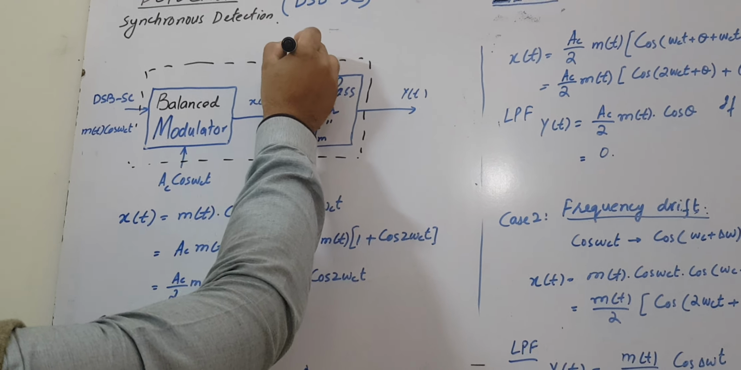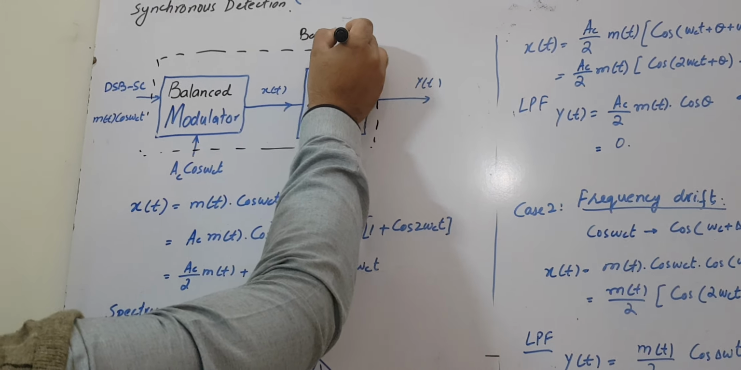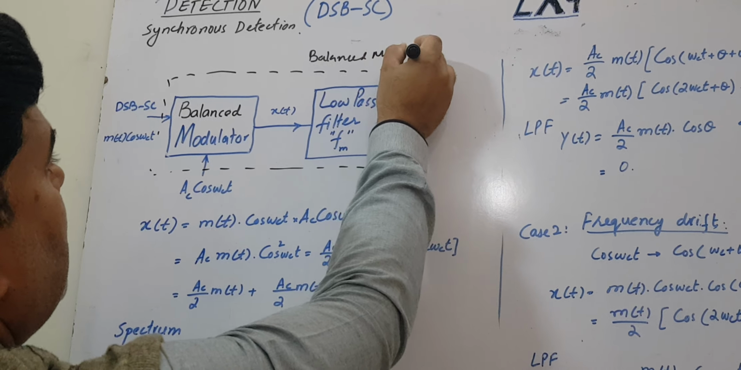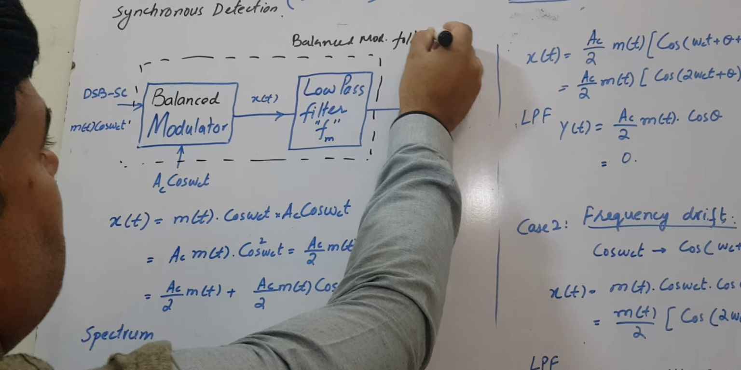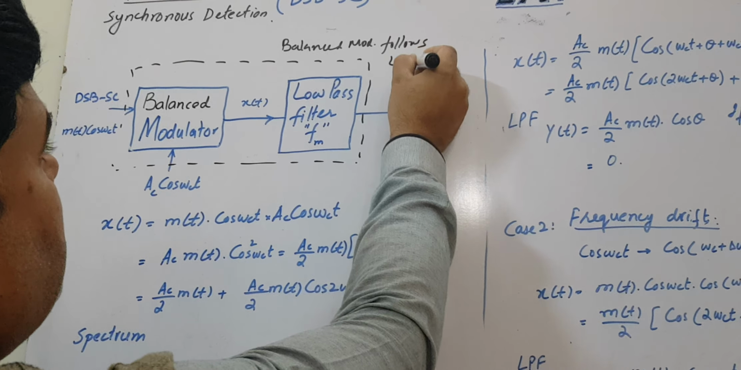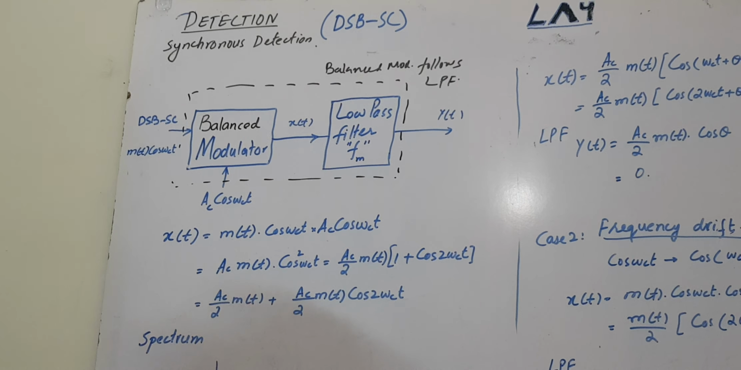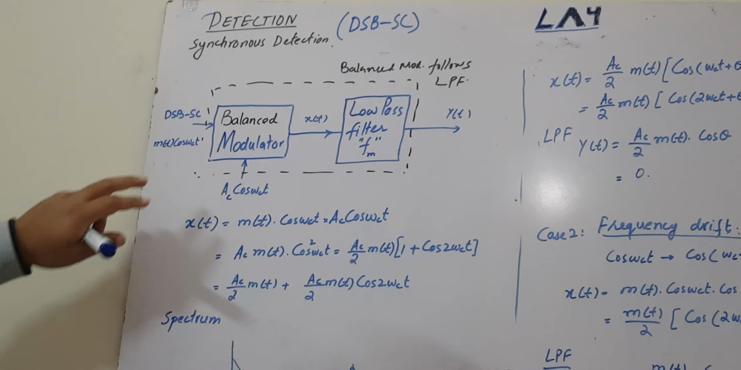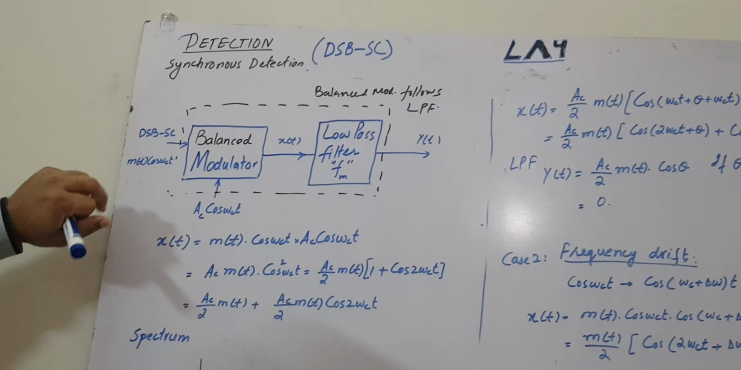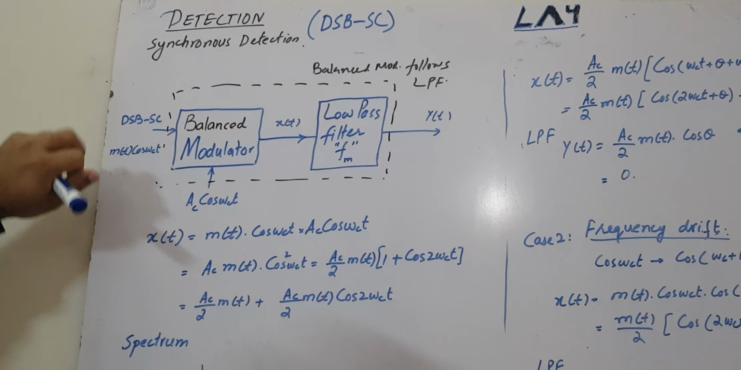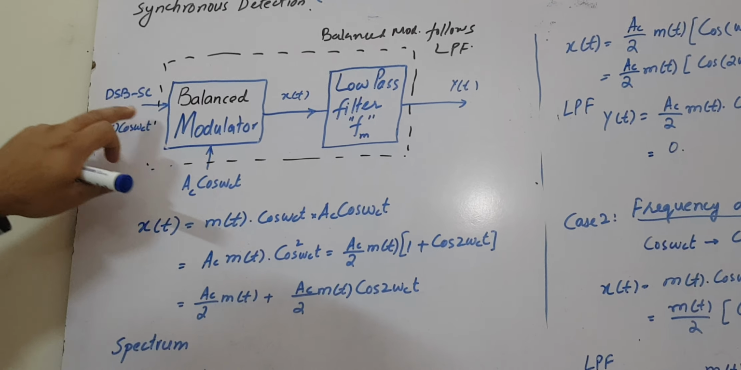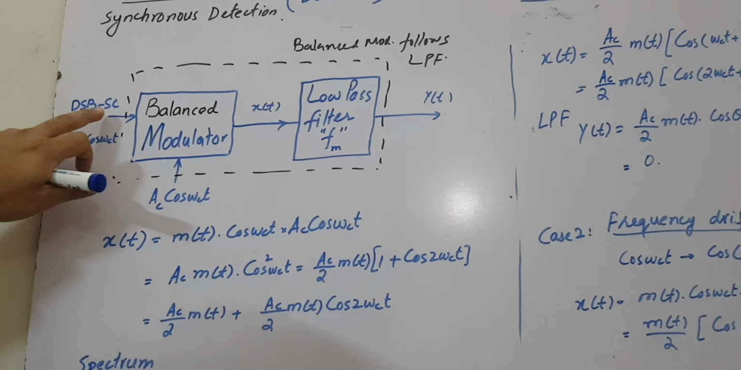So the synchronous detection is the balanced modulator followed by a low pass filter. That is the block diagram of the synchronous detection method. The input of the balanced modulator is the double sideband suppressed carrier.